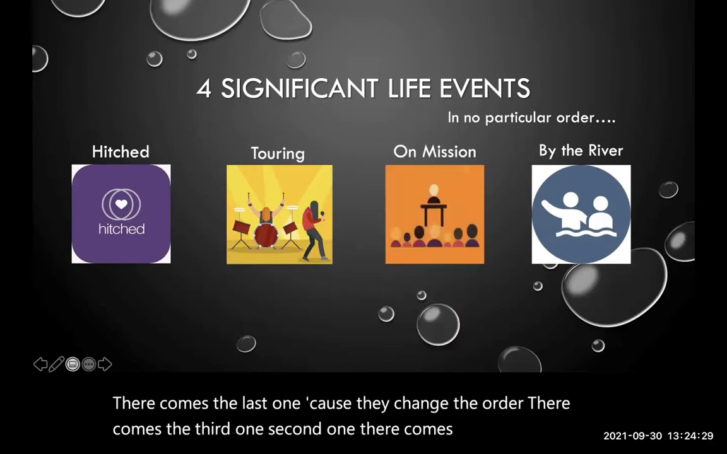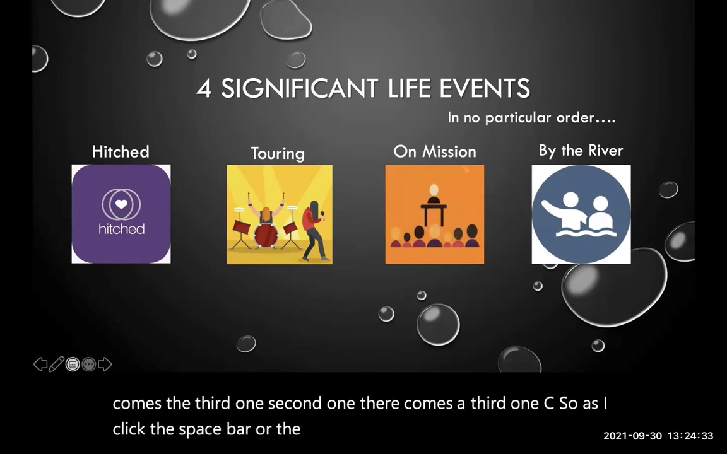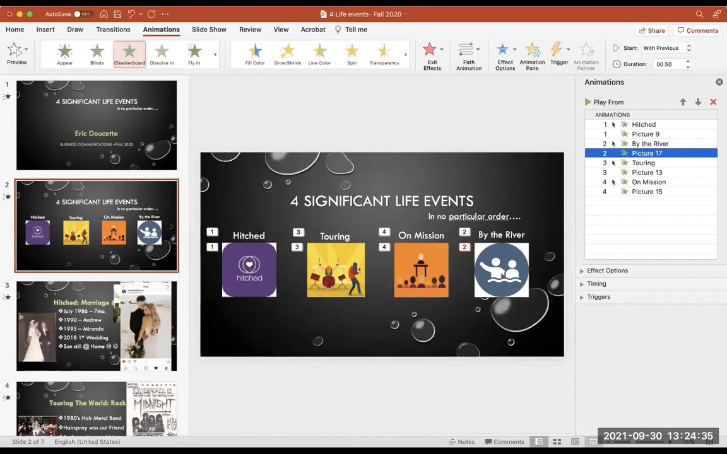See? So as I click the space bar or the arrow bar, they come up in the order that I arranged them to come up in. So I don't like the fact that the last one comes up second. I'm going to go ahead and move that back to the bottom along with the picture. Am I moving it? There we go. Picture moved, and then I need to do this one here, and I want it to be right there. So there we go. So now I put them in the order I want.